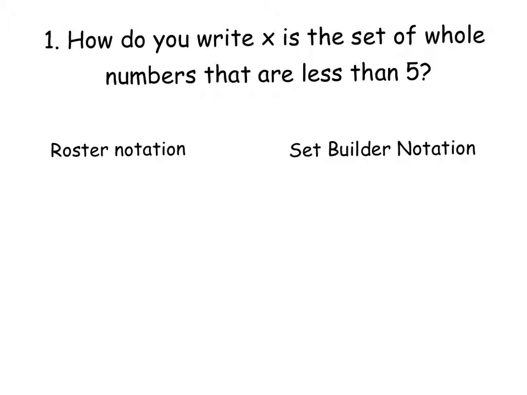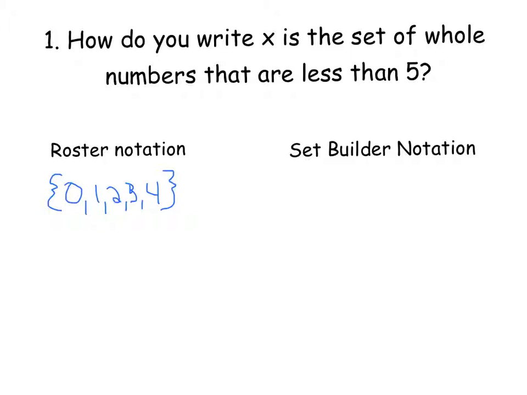So let's do an example. How would we write a set where x is all whole numbers that are less than 5? Roster notation. So we have to start with our braces, and then we just list all whole numbers that are less than 5. So that includes 0, 1, 2, 3, 4. And that's it, because we can't go to 5. There are no in-betweens. It's just this.